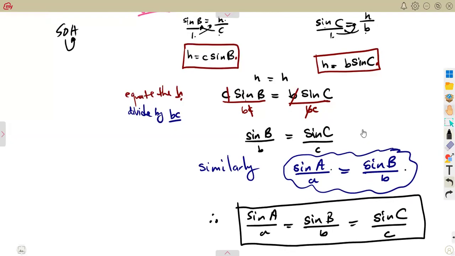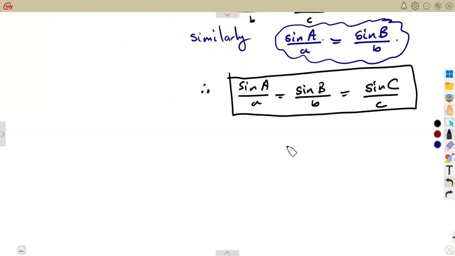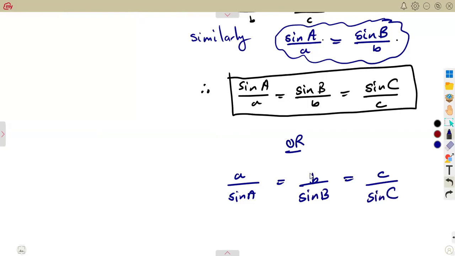With this condition, you're actually done. And it is the same thing even on the reciprocal. So we are simply stating that this is the same as writing a over the sine of A, which is equal to b over the sine of B, which is equal to c over the sine of C, which is the reciprocal part.